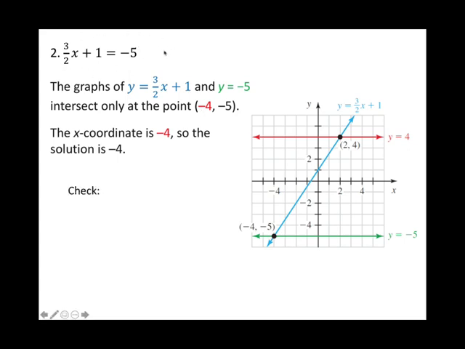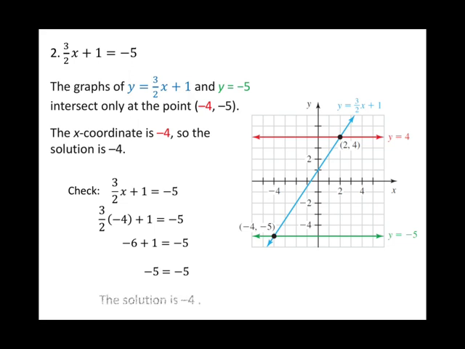Again, check your work. Plug in negative 4 into the original equation. So simplify it. This is going to be negative 2 times 3, which is negative 6, plus 1. Negative 6 plus 1, that will be equal to negative 5. So this is a true statement, and I know the solution is negative 4.